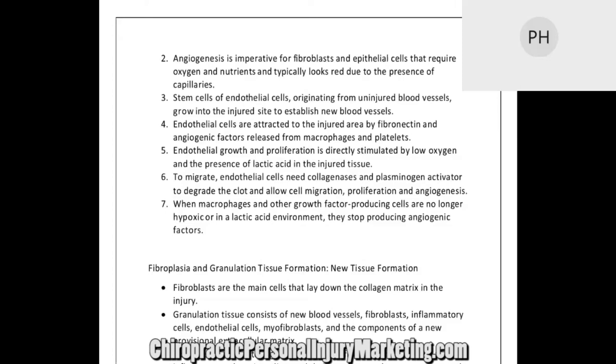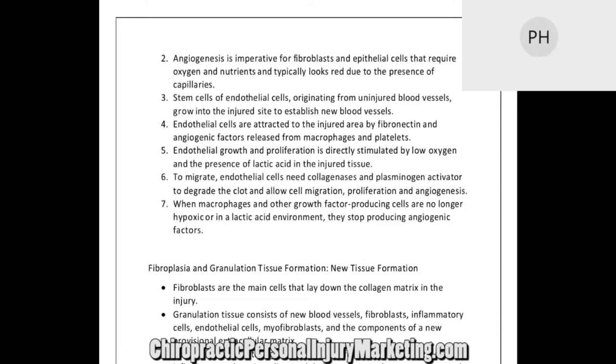Endothelial cells are attracted to the injured area by fibronectin and angiogenic factors released from the macrophages and platelets. Endothelial growth and proliferation is directly stimulated by low oxygen and the presence of lactic acid. We know that lactic acid is also released, so it has a stimulatory effect on angiogenesis. To migrate, endothelial cells need collagenases and plasminogen activator to degrade the clot and allow cell migration, proliferation, and angiogenesis.